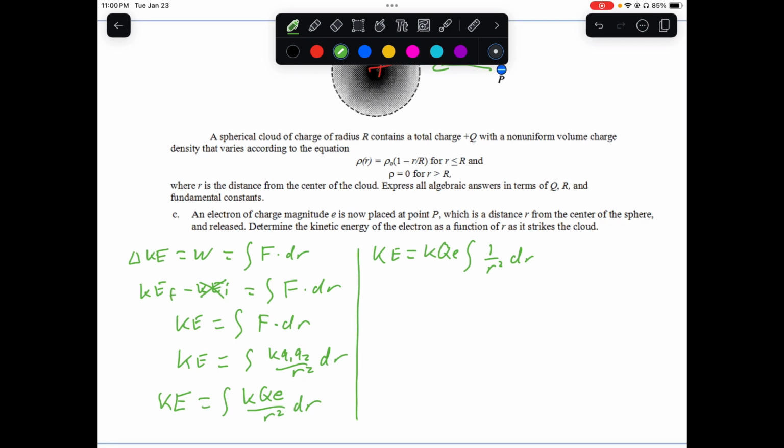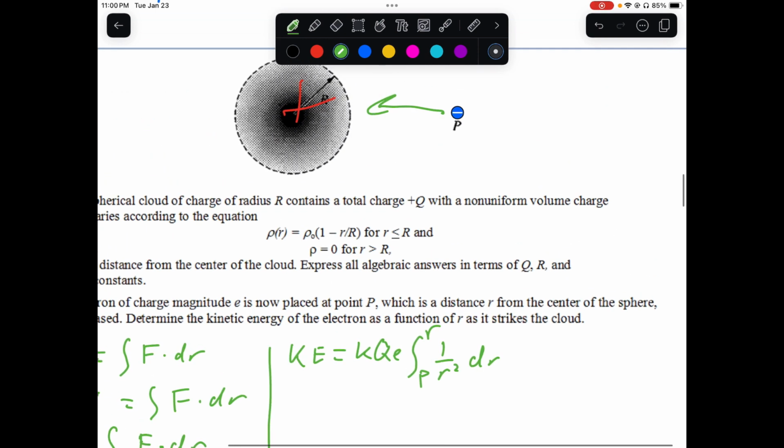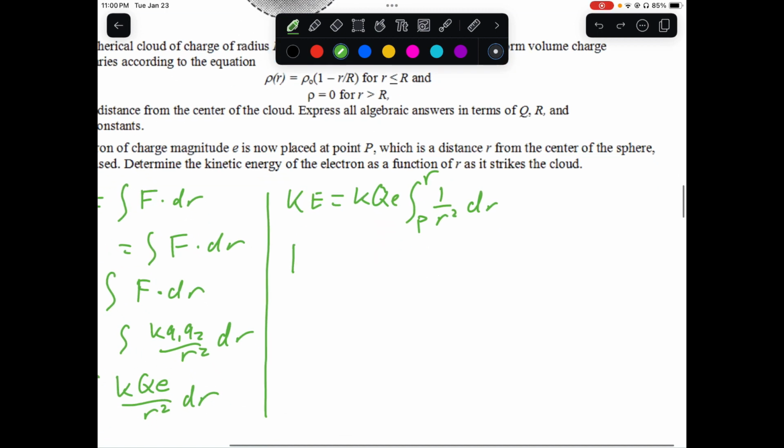So it's an electron of charge magnitude e placed at point P. We're going to start at point P, which is a distance R from the center, to release. Determine the kinetic energy as a function of R. That's the key. It's a function of R. So if I start at point P and go to some location r, I'm going to keep that as a little r because I want to know anywhere in between point P and the surface what's going to happen. And so there's my integral. That's what I'm going to integrate.